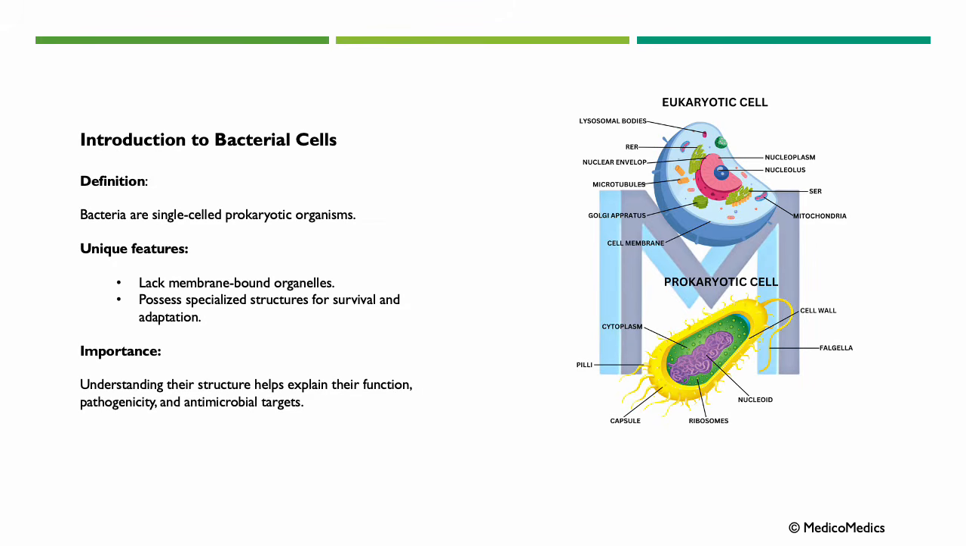Now, bacteria are single-celled prokaryotic organisms, and they have unique features, like they lack membrane-bound organelles. They possess specialized structures for survival and adaptation. Why is this important? Because understanding their structure helps explain their function, their pathogenicity, and antimicrobial targets. So developing antibiotics, for example.